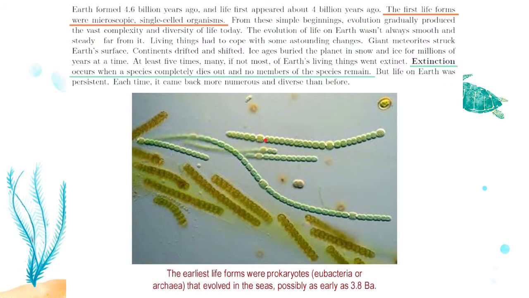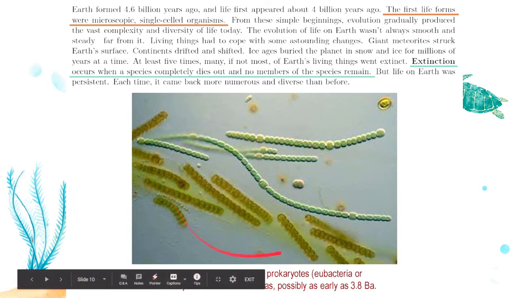So we have already established the age of our planet. That's one third of the age of the universe, around 4.6 billion years ago. So the Earth is around 4.6 billion years old, and initial results suggest that life on our planet appeared around 4 billion years ago, and those were the microscopic single-celled organisms shown here.